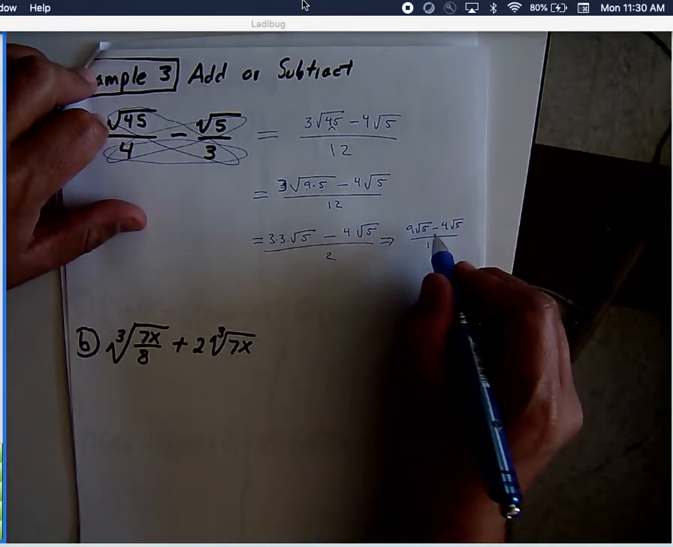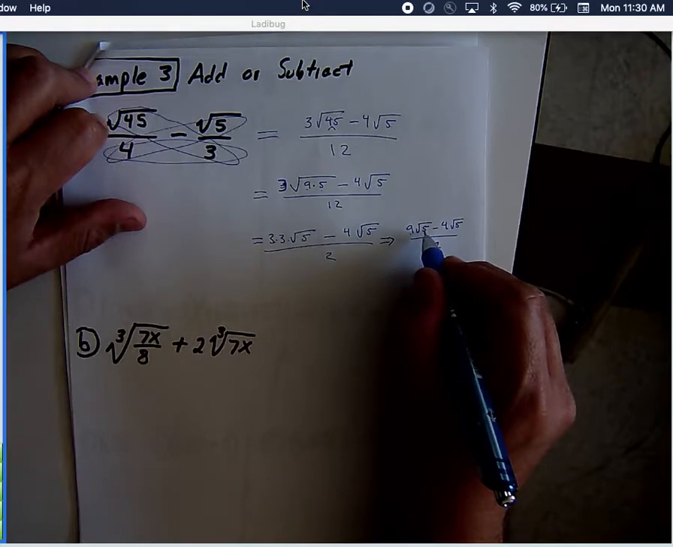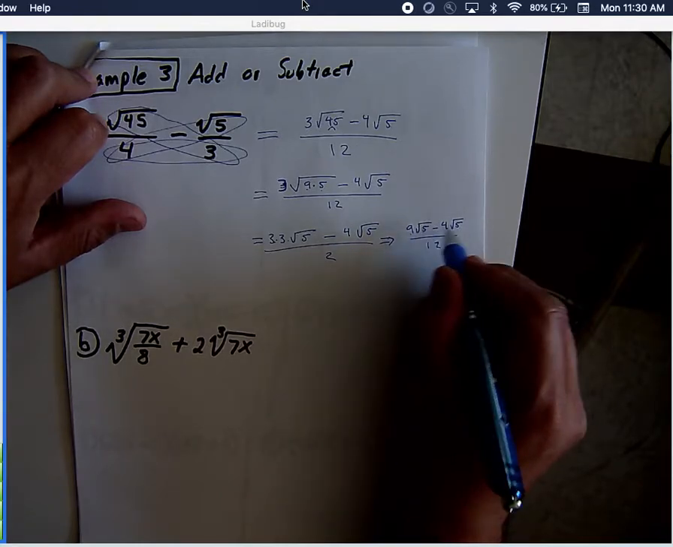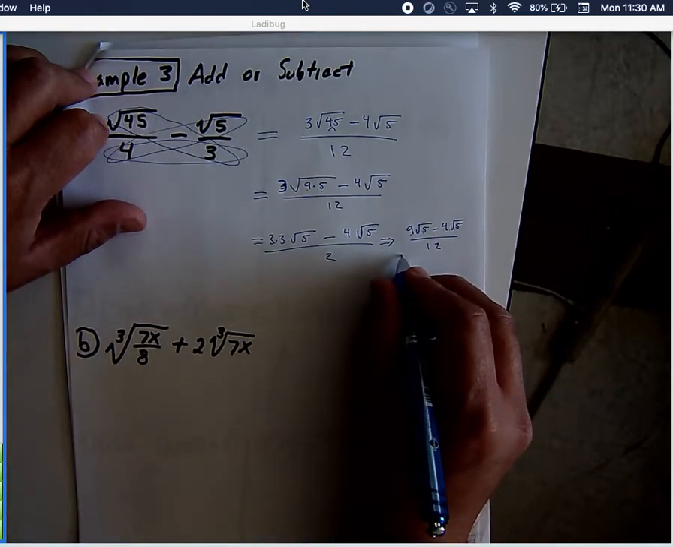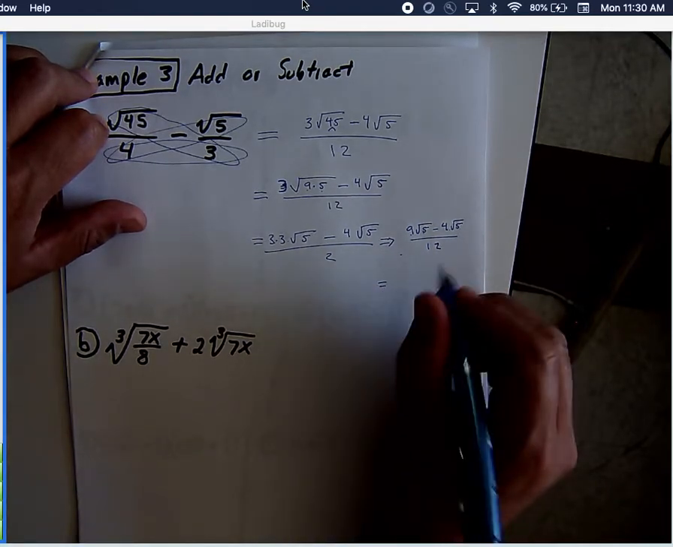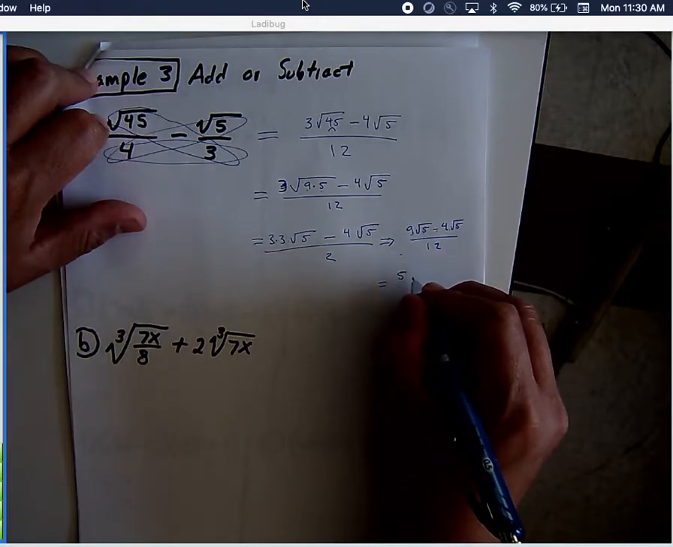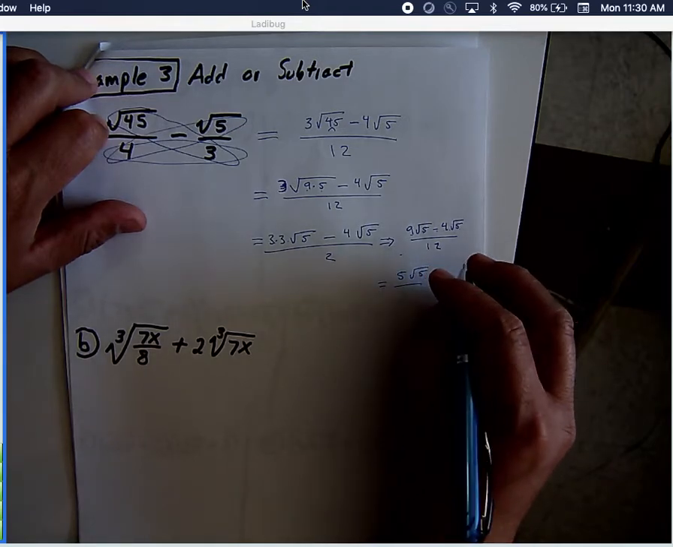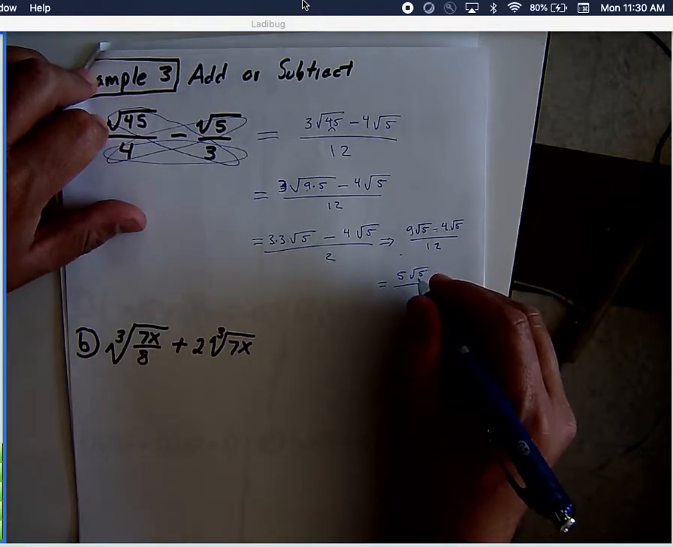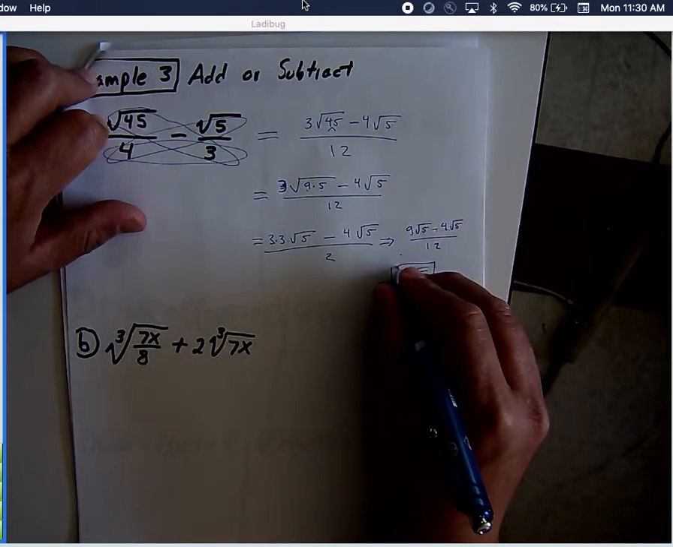Now all you have to do is see if they have the same radicand. They do, 5, and the same index, yes. So that means you can combine coefficients. So the answer would be 9 minus 4 gives you 5, square root of 5 over 12. And that's the answer.